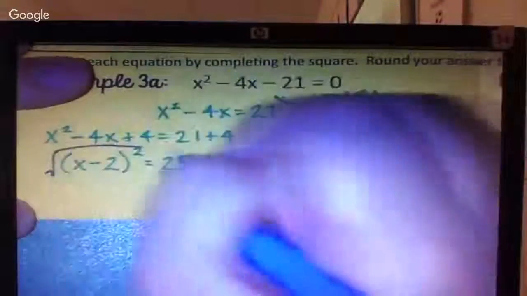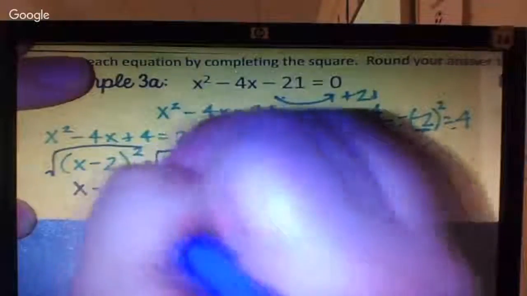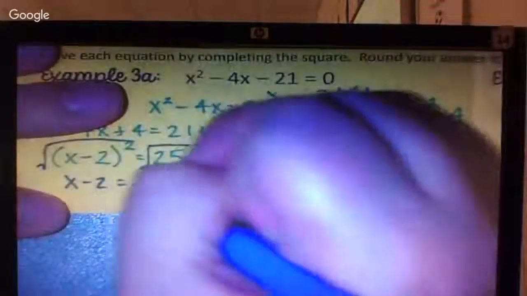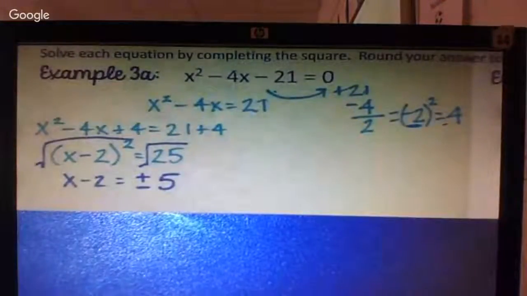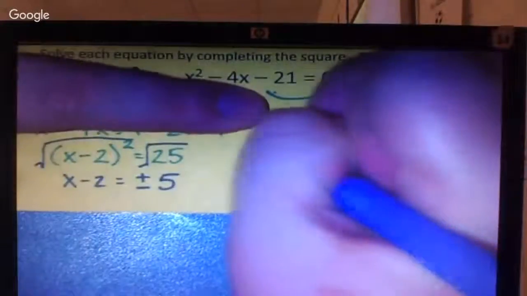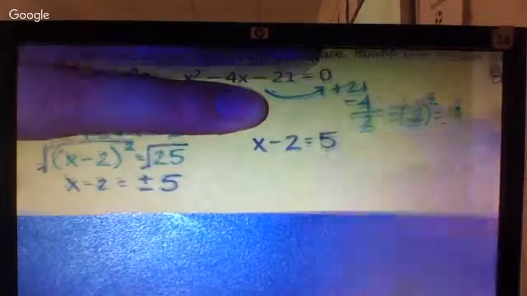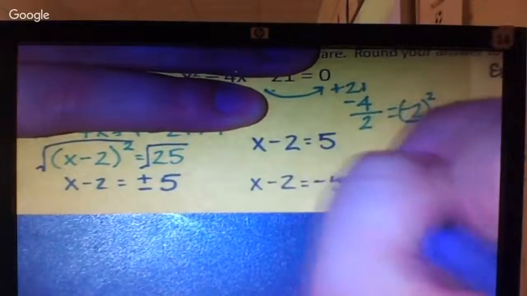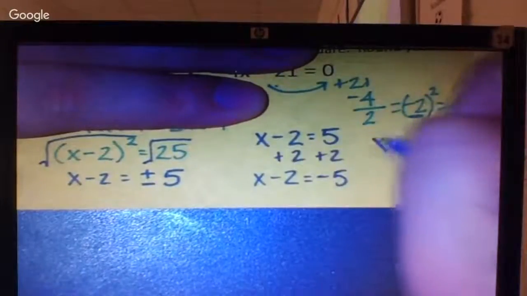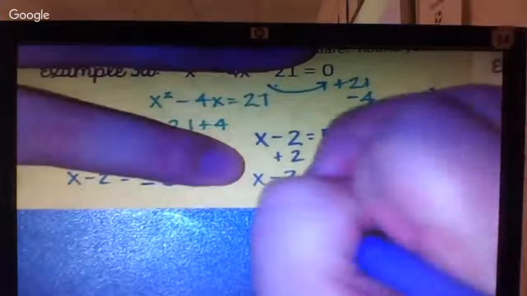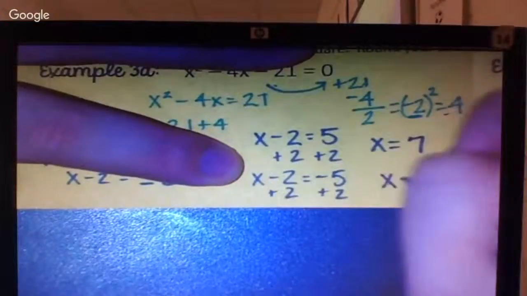Okay, so now we square root both sides. X minus 2 equals plus or minus 5. Okay, that's the biggest thing. A lot of people forget the plus and minus. So please be careful with that. So then you end up with x minus 2 equals positive 5 and x minus 2 equals negative 5. We add 2, so we get 7. We add 2, so we get negative 3.